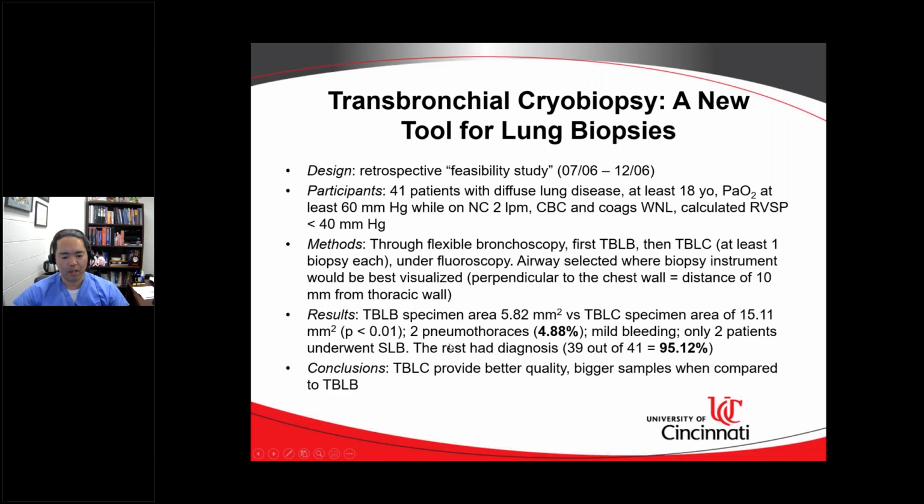When they did the cryobiopsy, they encountered 2 pneumothoraces and mild bleeding, which is a little bit of a problem because nobody knows the exact way to quantify bleeding during a biopsy. Hence, there's a lot of variation in terms of reporting how much bleeding you actually have after a biopsy, whether it's mild, moderate, or severe. And understandably, there were patients who also underwent surgical lung biopsy, and those were the ones that didn't achieve any diagnosis. So basically 39 out of 41, or 95% of the patients, reached a histologic diagnosis. So in conclusion, this is a retrospective case series in a single center. Transbronchial lung cryobiopsy could provide better quality, bigger samples for interstitial lung disease when compared to transbronchial lung biopsies.